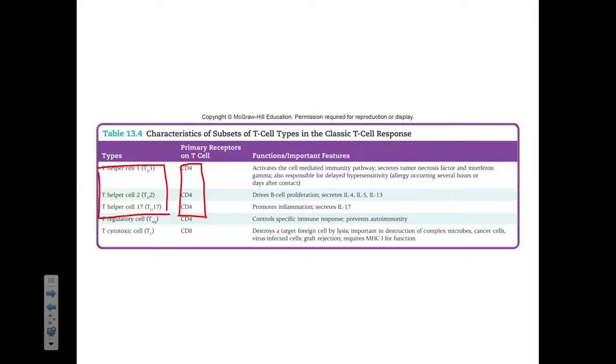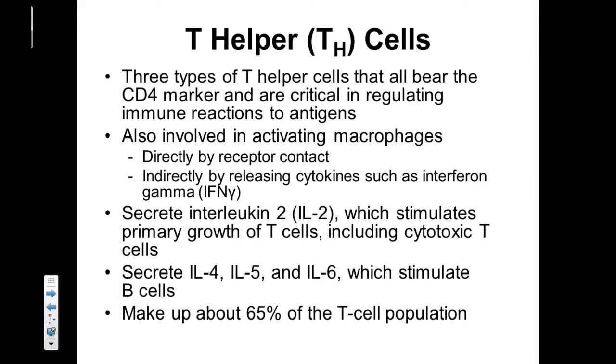Our T regulatory cells, or TRs, also have CD4, but our cytotoxic T cells, or TCs, have CD8. CD8 is unique to cytotoxic T cells, T cells that destroy other infected cells. CD4 will be present on the other T cell types. If we look at those T helper cells, they all have CD4. Those T helper cells activate macrophages. Macrophages are one of the phagocytes.